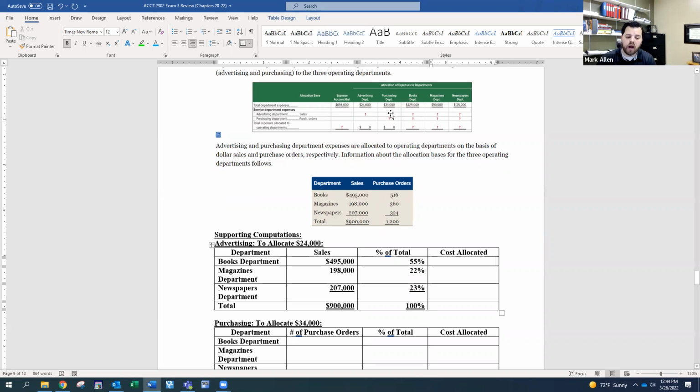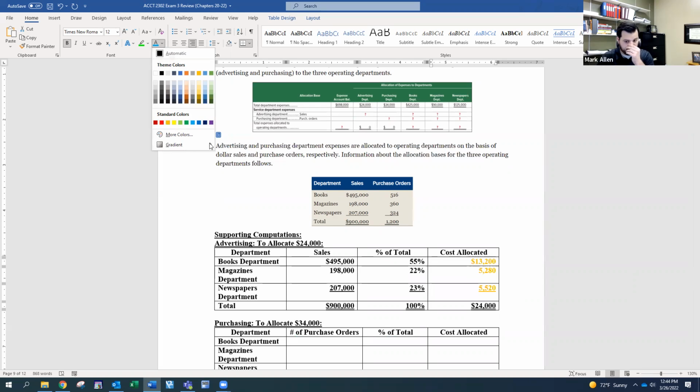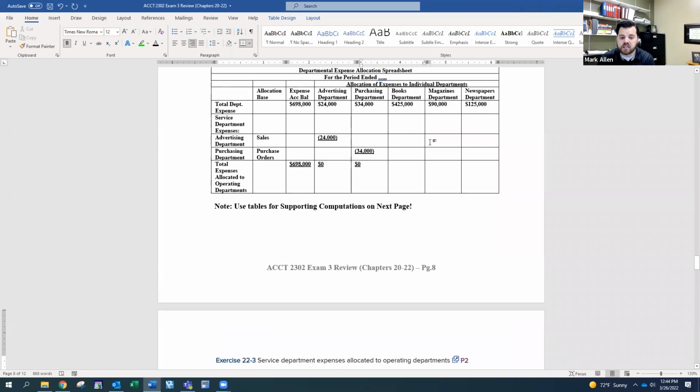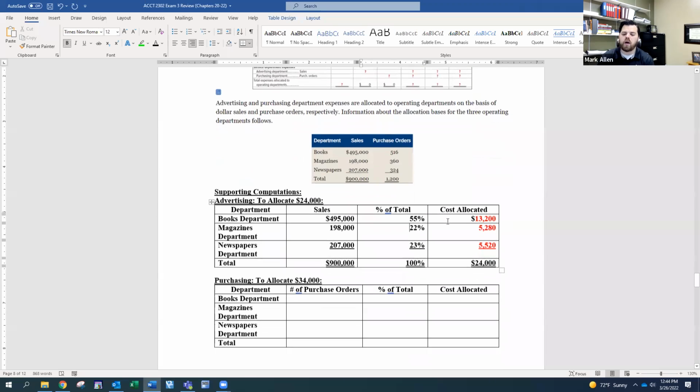And now, remember, we're trying to allocate $24,000 in advertising. So 55% of 24,000 is 13,200. 22% of 24,000 is 5,280. And 23% of 24,000 is 5,520, giving me a total allocation here of 24,000. What I'm going to recommend is go ahead and make these red. That'll make it easier for us to remember, oh, that's where that came from. When I look back and see all this stuff in red, it'll make sense. And we'll hold off on that for now.